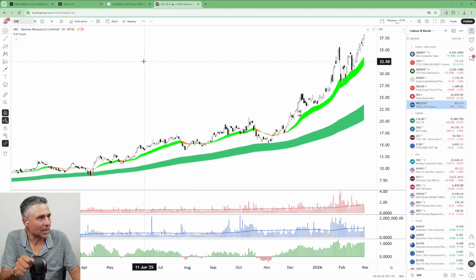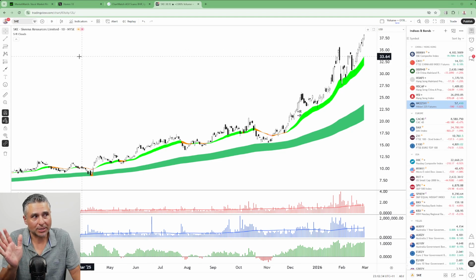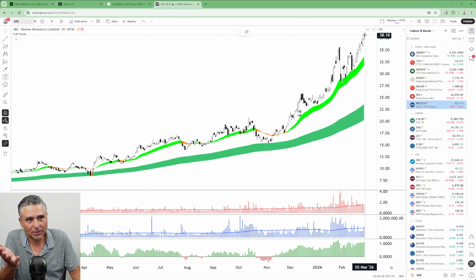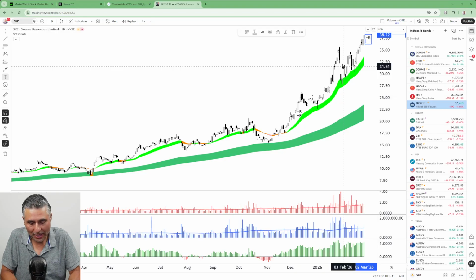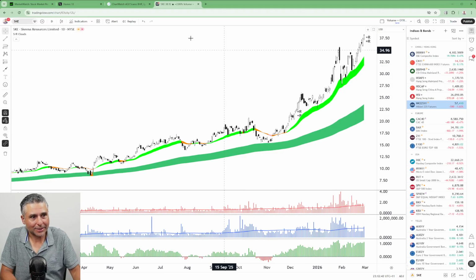Let's go to SKE, Skeena Resources, which looks exemplary. I mean, I can't fault this. It is the perfect chart. Equals R plus R all over it. There's nothing I don't like about it.